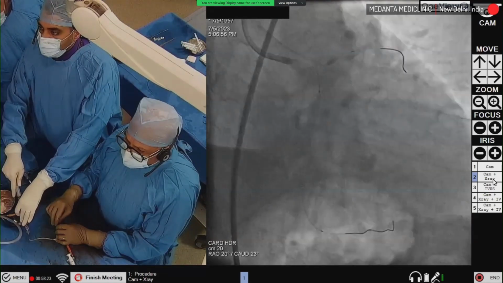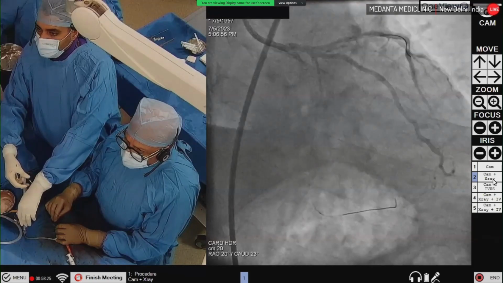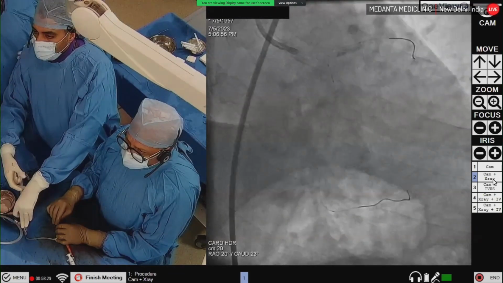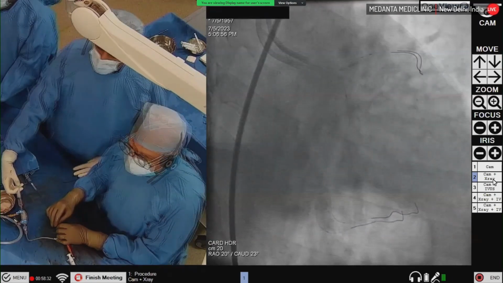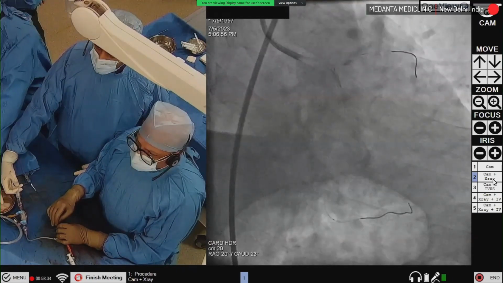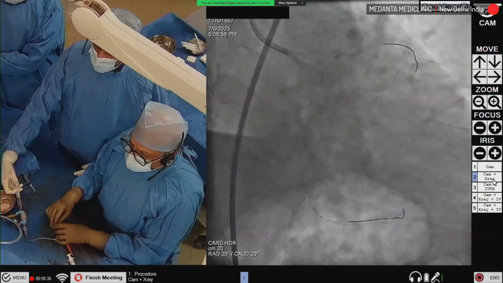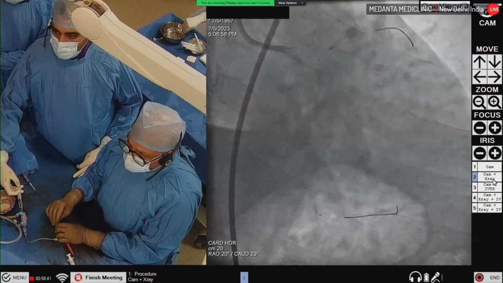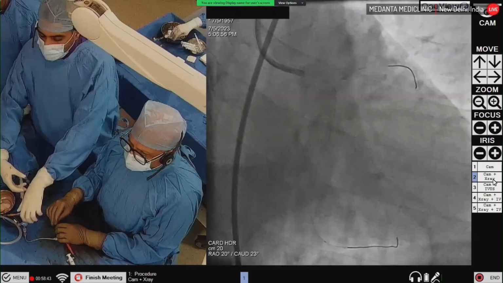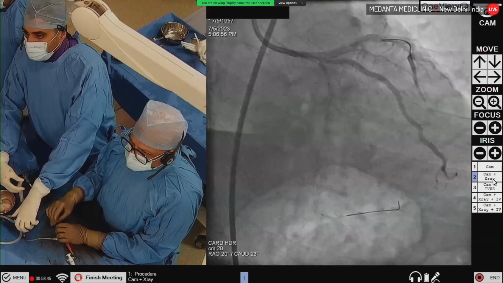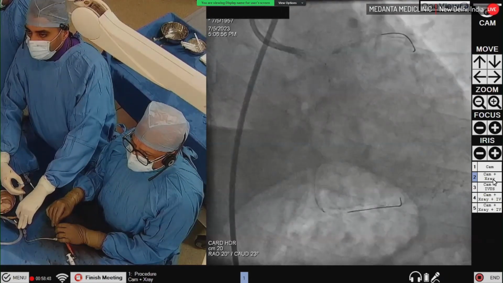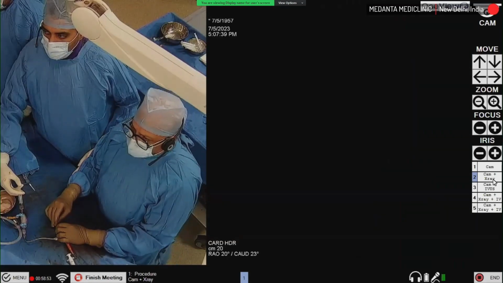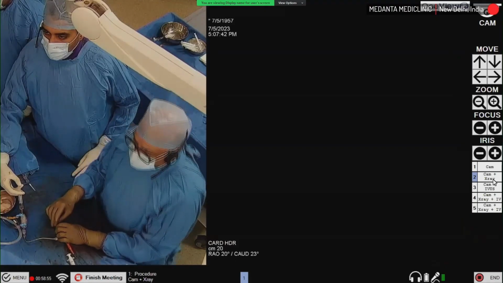Check, please. Okay. Go up. 1, 2, 3, 4, 5, 6, 7, 8, 9, 10, 12. Deflate. So it is slipping a little bit back. So I will go a little bit deeper inside. Okay. Check, please. Go up. 2, 4, 6, 8, 10, 12. So we are doing the inflation of the first lesion.